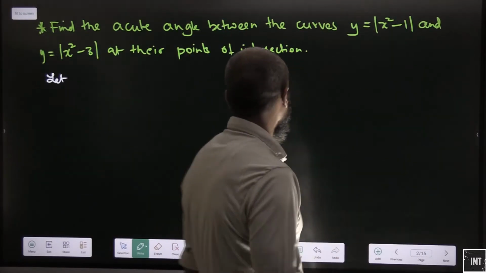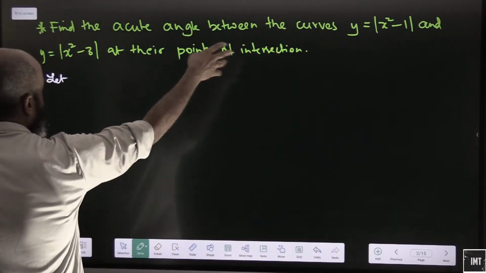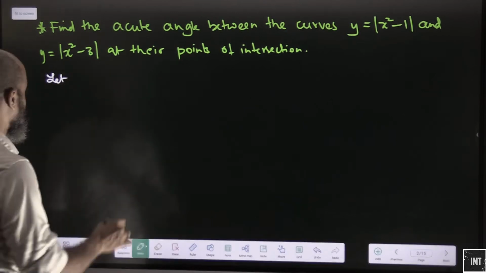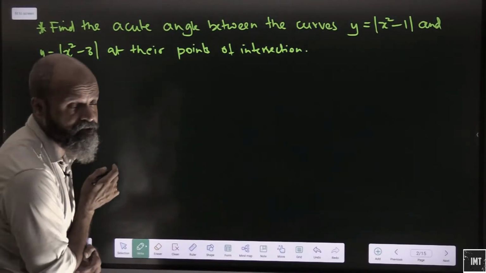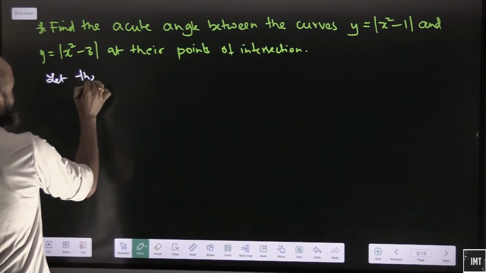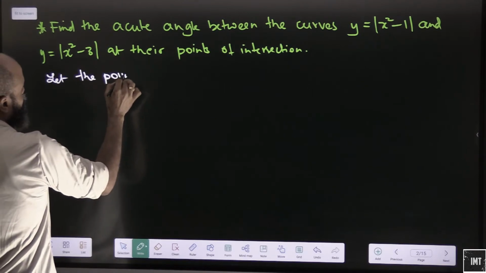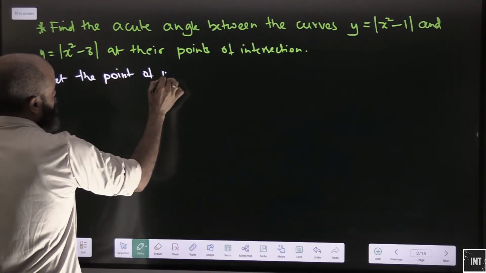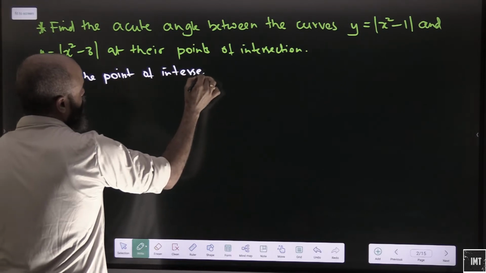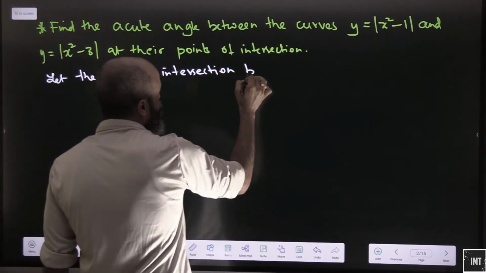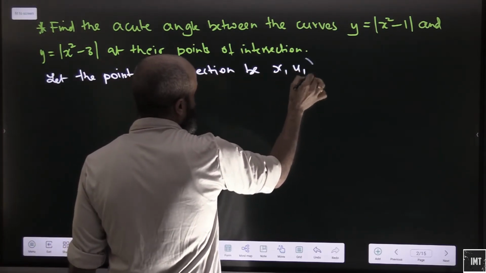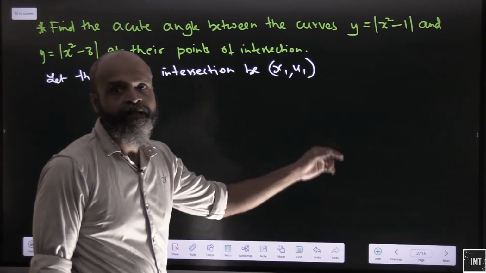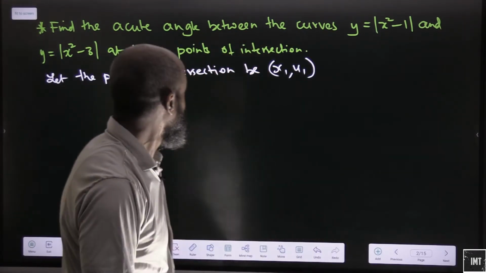Here we have to find the acute angle between the curves at their point of intersection. We are not aware what their point of intersection is. So let the point of intersection be (x1, y1). So we have the point of intersection as x1 and y1.